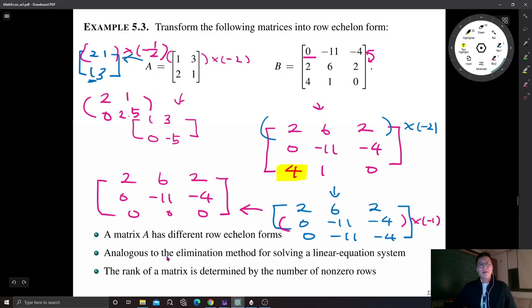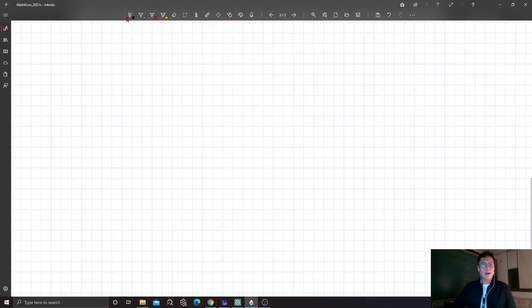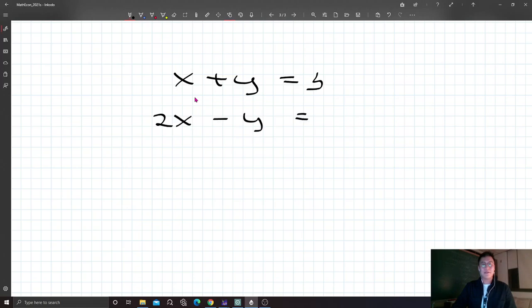And this is very analogous to the elimination method for solving a linear equation system. Think about this equation: say x plus y is 3, and 2x minus y is 0. By way of elimination, if we want to eliminate x, we multiply the first equation by negative 2, right? And add it to the second equation.